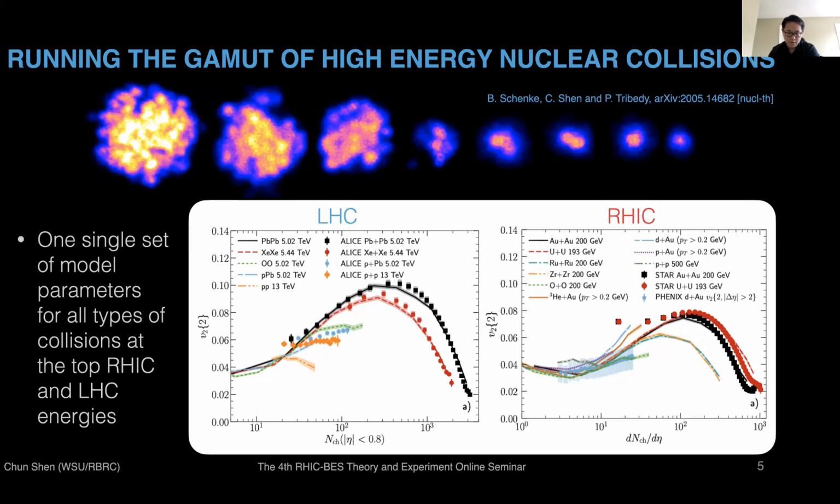But overall, you can see that the hydrodynamic model with the initial conditions as well as hadronic transport can do a very good quantitative description of the measurements over several orders of magnitude in charged hadron multiplicities. This is done at the high energy top RHIC and LHC energies. And now we want to extend this successful framework down to lower energies at RHIC.